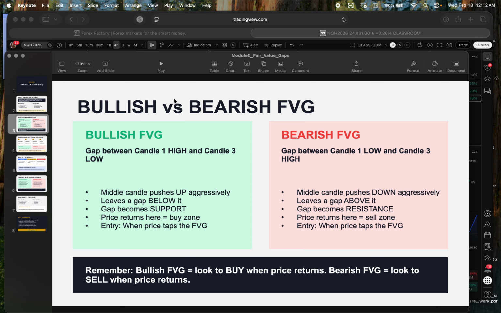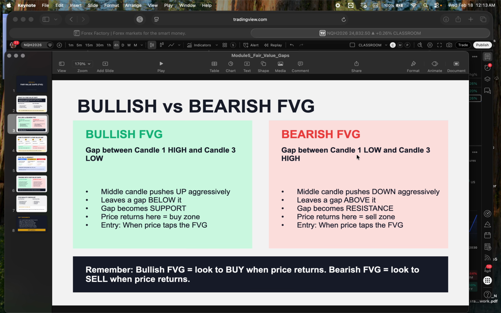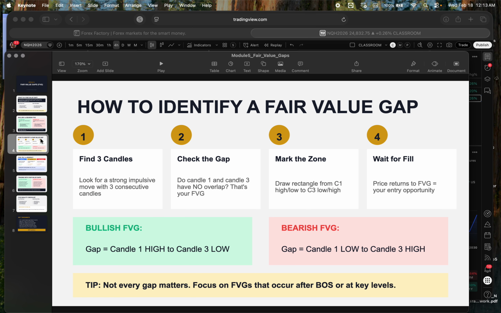All right, and I'm going to draw all of this in a chart. If it's a bullish fair value gap, the middle candle is pushing up aggressively. It's going to leave a gap between the first and the third, and the middle candle, the second one, is going to be green because we're going up. If it's a bearish fair value gap, it's going to be the middle candle pushing down aggressively, leaving a gap between the first and the third candle, and that middle candle is going to be red. That's all you need to know there.